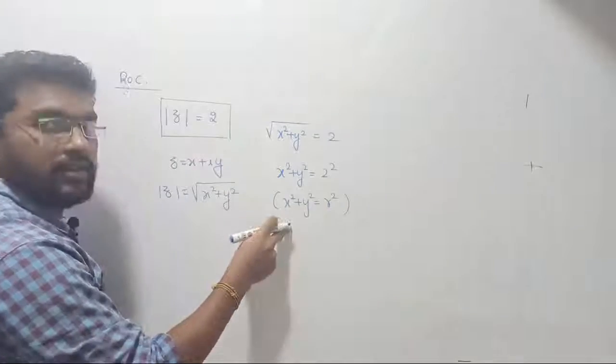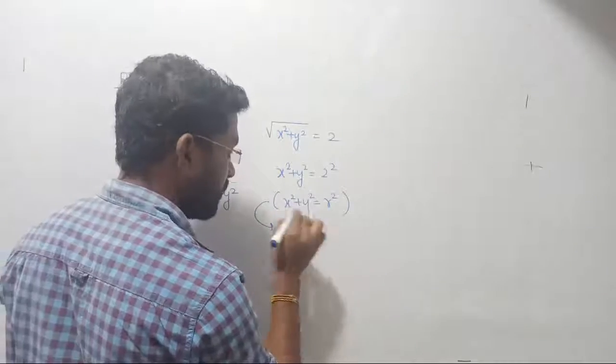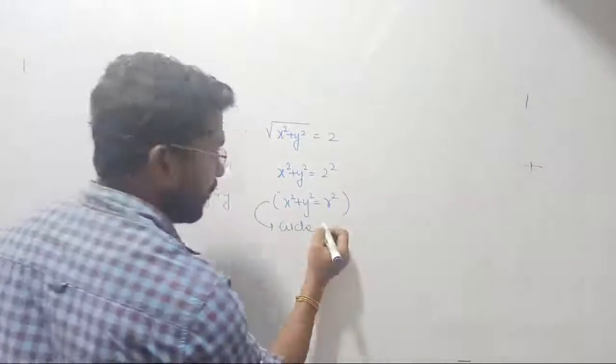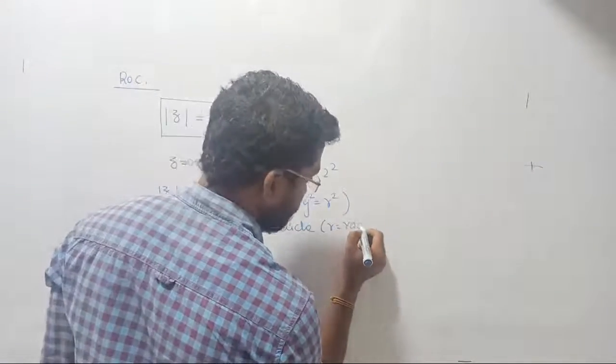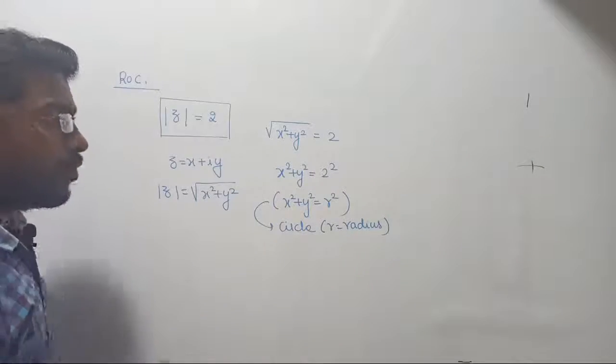What is this? This is nothing but the circle equation. Do you all agree with me? Yes. That is the representation of a circle, where r stands for the radius of the circle. And what about the center point?